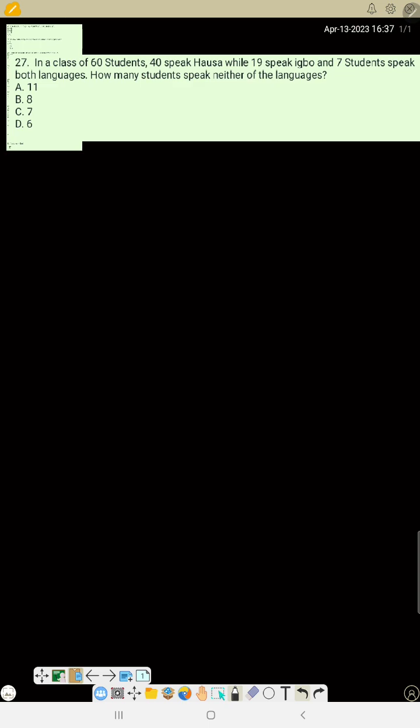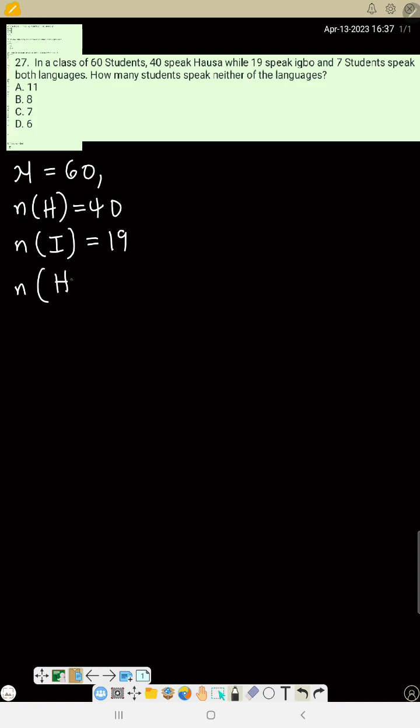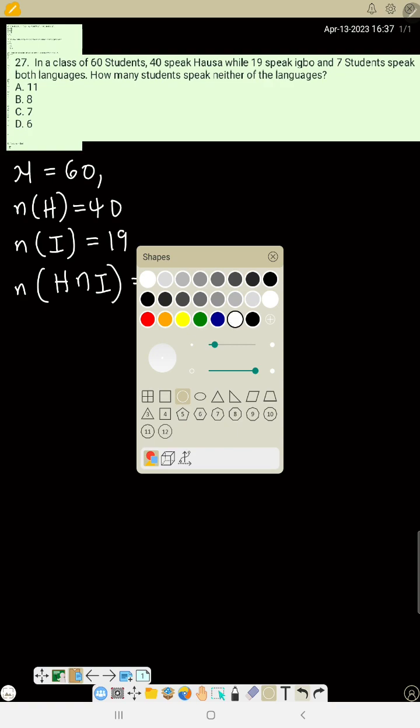In a class of 60 students, that is, the universal set is 60. 40 speak Hausa, number of Hausa is 40. 19 speak Igbo, number of Igbo is 19. And 7 students speak both languages, number of Hausa intersection Igbo is 7. How many students speak neither of the languages? Neither means none.